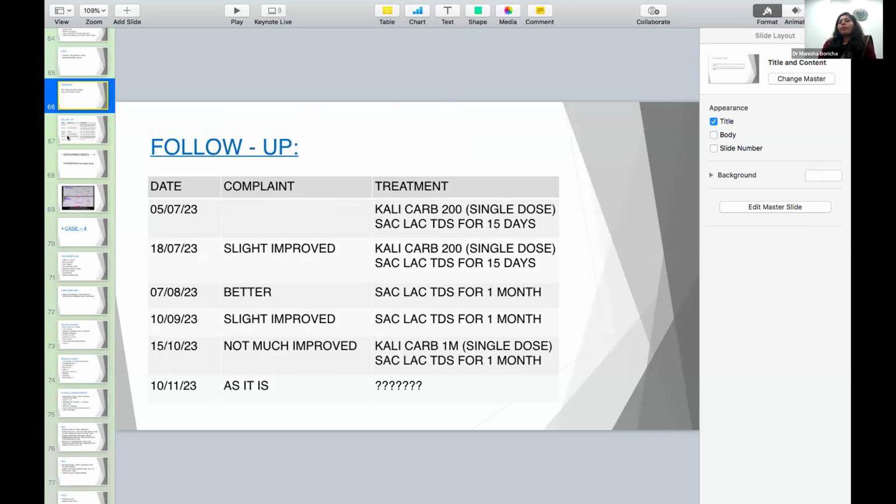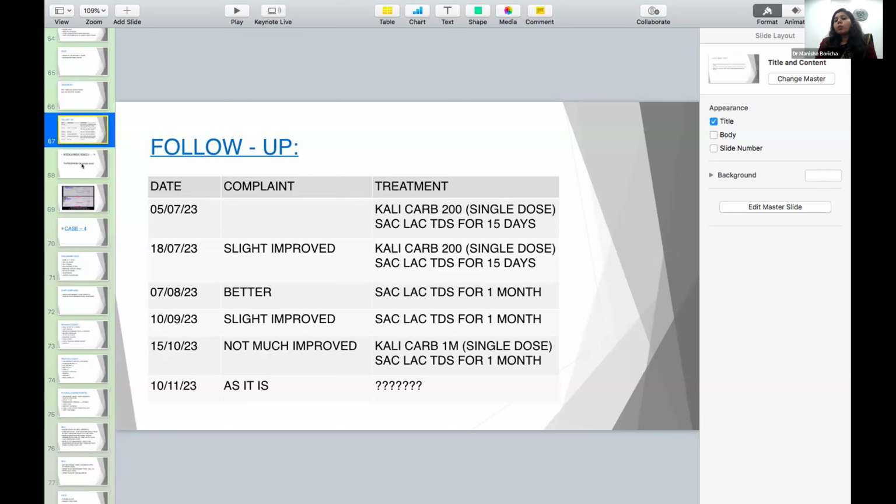So it is all about the follow-up chart. On 18th July, slightly improved. Kalikap repeated in 200 potency. On 7th August, she feels better. Seclec TDS for 1 month. On 10th September, again slightly improved, so go with Seclec TDS for 1 month.